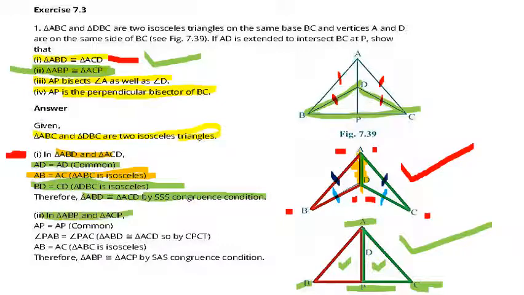In triangles ABP and ACP, AP equals AP, common. You can see that this center side is a side present in both the triangles. That means AP is a common side. So I wrote down AP equals AP, a common. Next I wrote down angle PAB equals angle PAC. Let's see which angle is this. This angle is PAB and this angle is PAC.